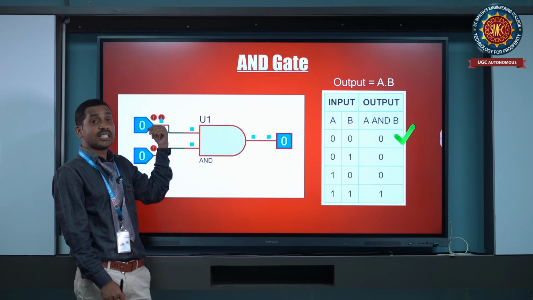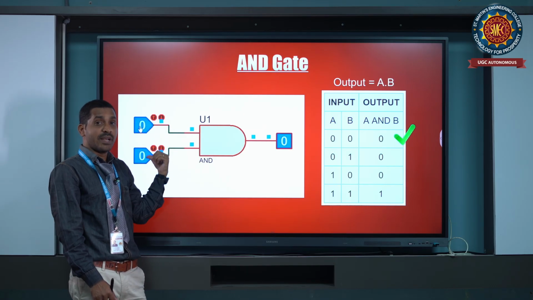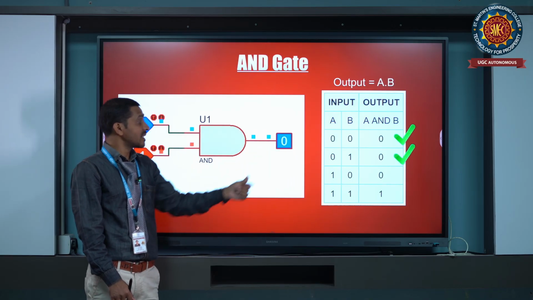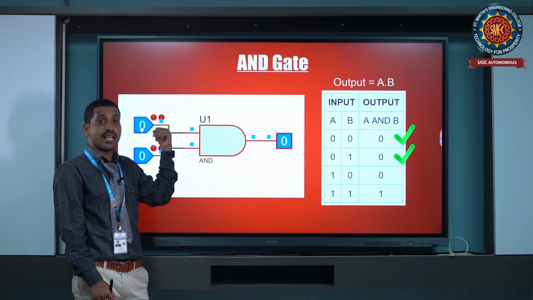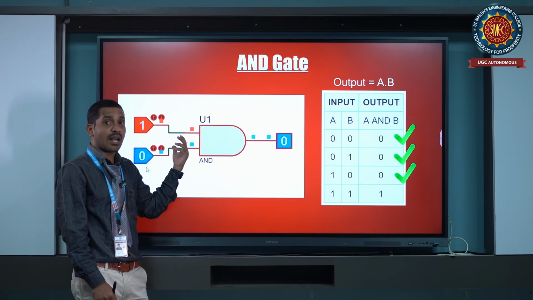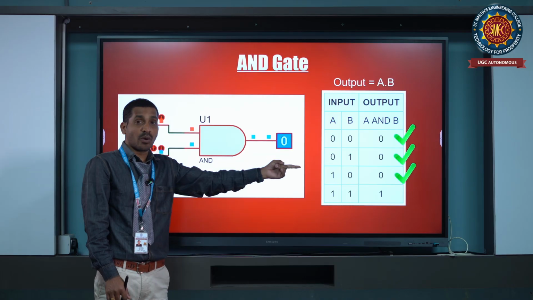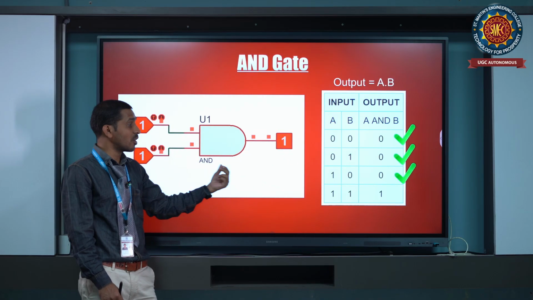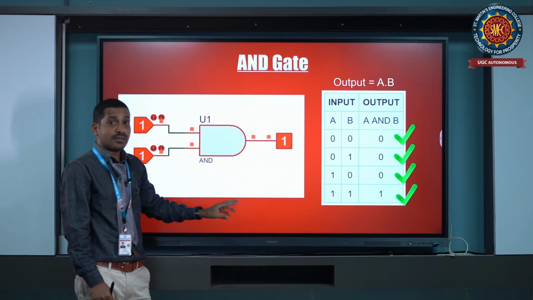Next, A is 0 and B is 1, and it will produce the output 0. Then A equal to 1 and B equal to 0, and the AND gate output is 0. Next one, A is 1 and B is 1. It will produce the output 1.